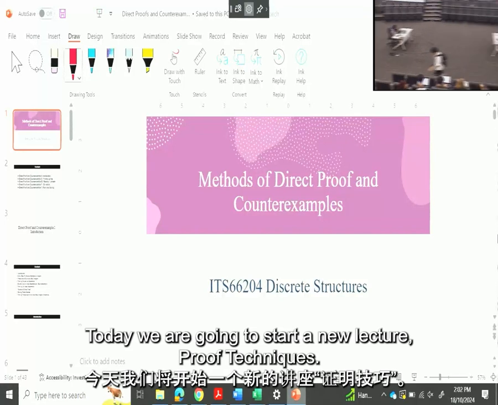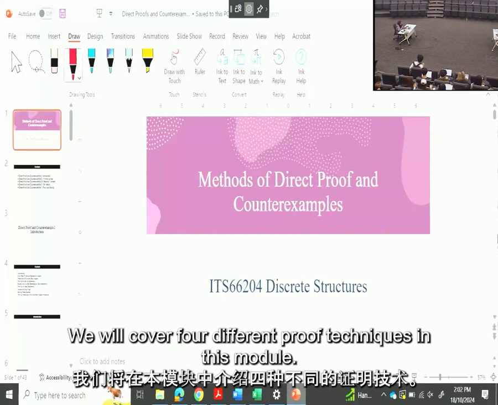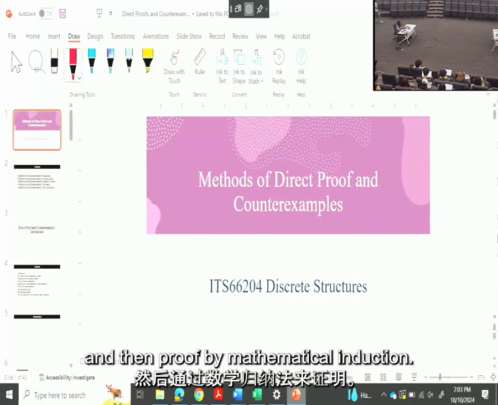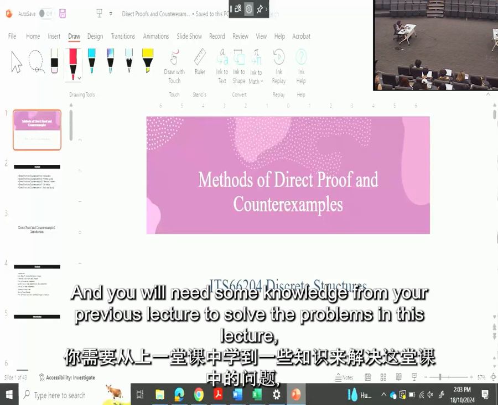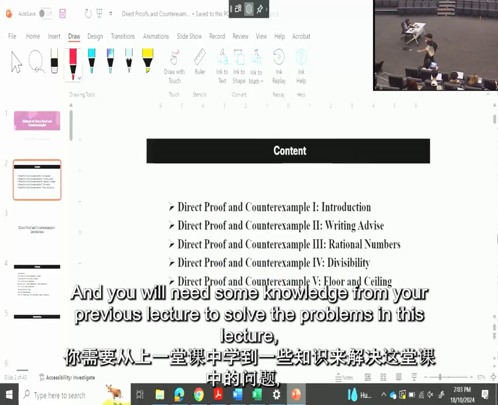Today we are going to start a new lecture, proof techniques. We will cover 4 different proof techniques in this module. First one is direct proof, and then we have proof by contradiction, and then disproving, and then proof by mathematical induction. In today's lecture, we will cover direct proof, methods of direct proof, and counter examples. And you will need some knowledge from your previous lecture to solve the problems in this lecture.